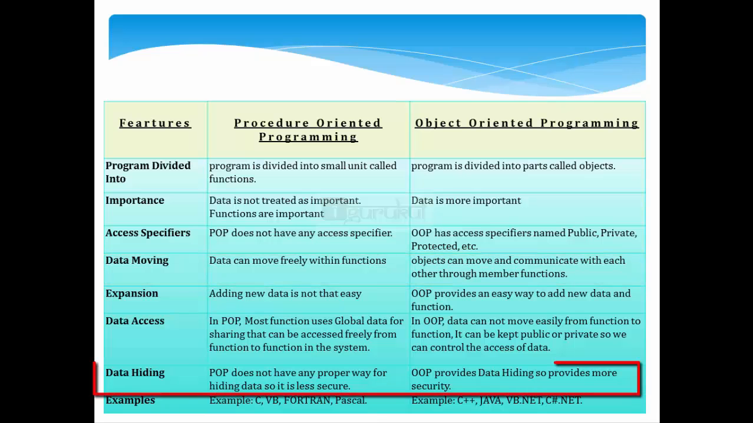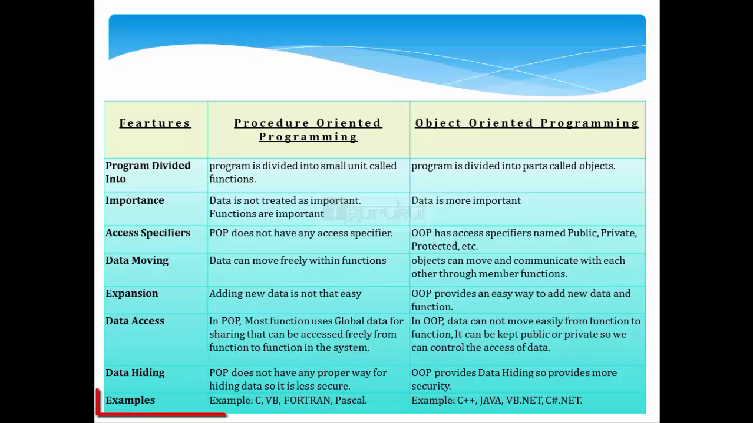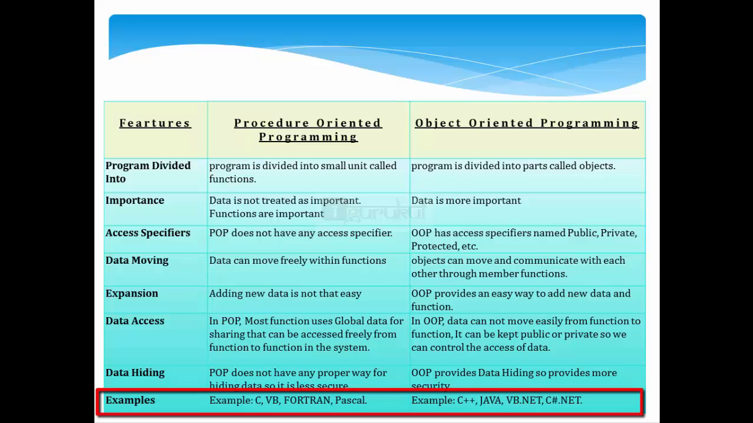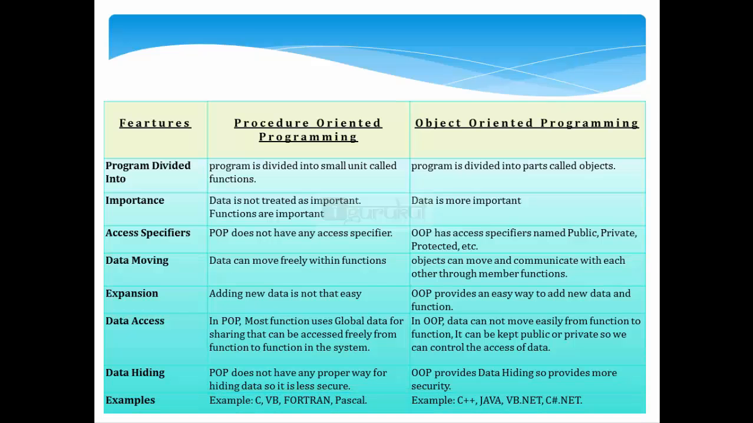Another important feature of object-oriented approach was data hiding. That means you can provide security to your data and application. In the last, you can see there are a few examples of procedure-oriented programming languages and object-oriented programming languages. So these are the basic things you have to know about object-oriented programming, procedure-oriented programming and Java.